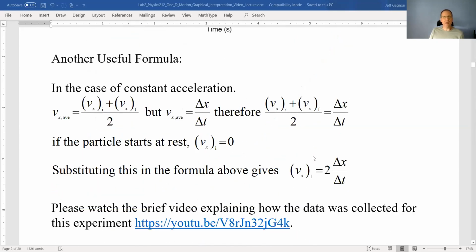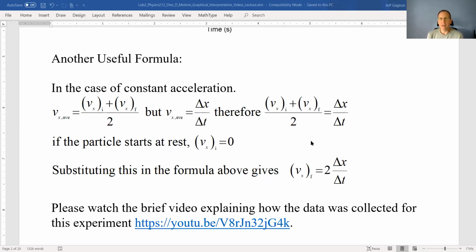Okay, so here's the one other thing that we need, one formula that I used in the table, and you will have to compute these things with this formula. It will help if you watch the video I created, briefly explaining how I collected all the data for the tables. In the constant acceleration part, we start the cart at rest right before it triggers the photo gate, so Vx initial is going to be 0.